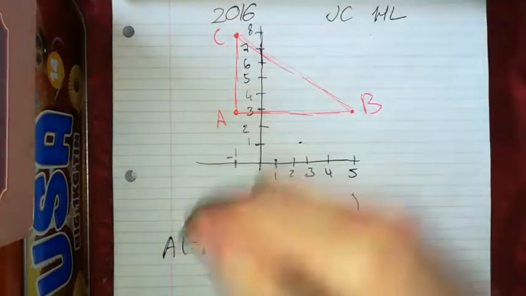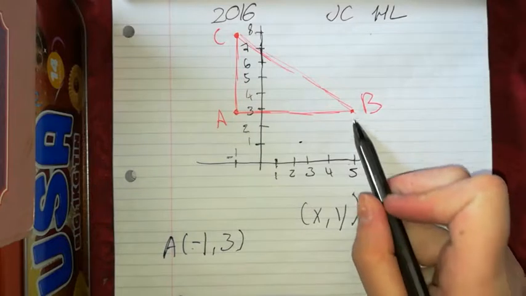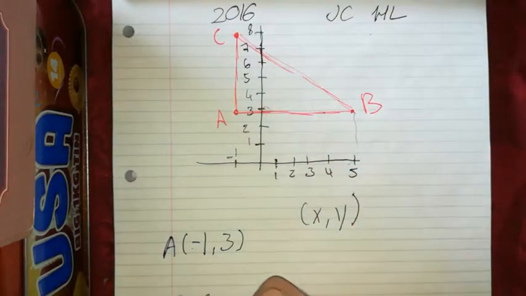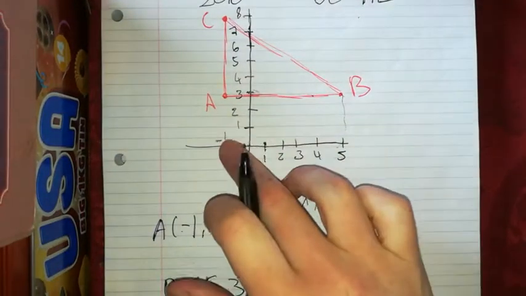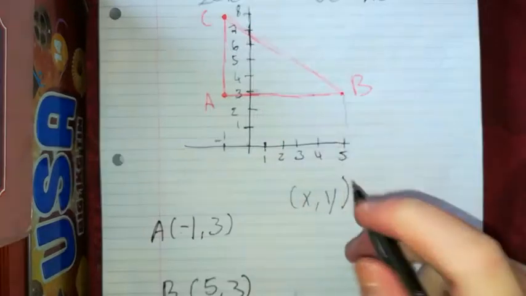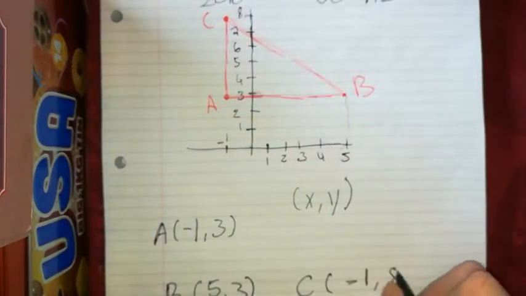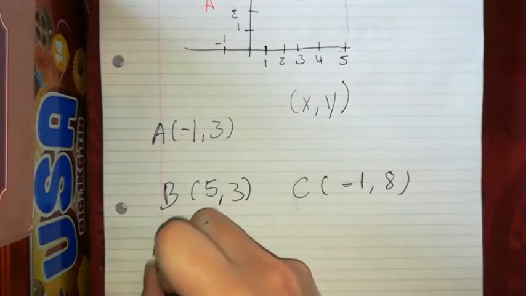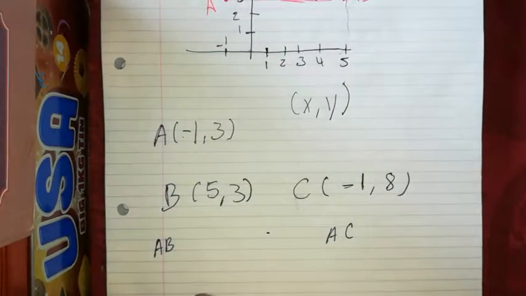So A is -1, 3, and then B, we went across to 5 and we went up to 3, so B is just at 3 there, so it'll be 5, 3. And C, we went across -1 and then we went up 8, so C is going to be -1, 8. And then it says find the equation of each of the lines. So we're asked to find the equation of AB, AC, and then BC.